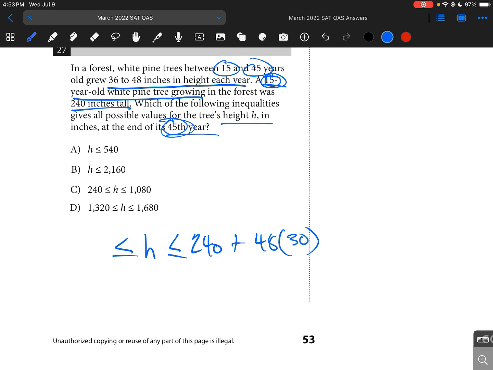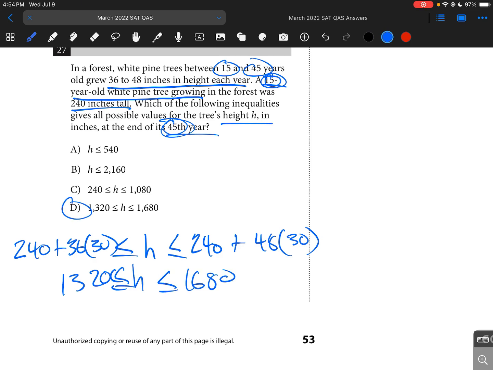And then the other side, you have the same thing. It can't be any smaller than the minimum growth rate. So it's 240 because that's the starting point, plus 36, which is how much it grows every year, times the number of years that it grows for, which again is 30. So if you plug these into your calculator, you end up with 1320 is less than or equal to h, which is less than or equal to 1680, which is D.